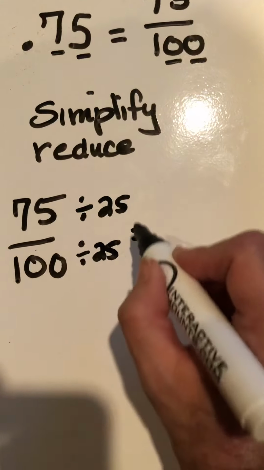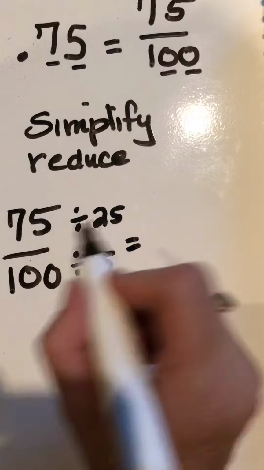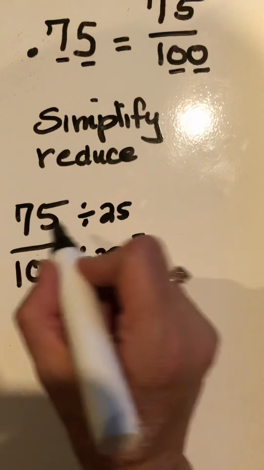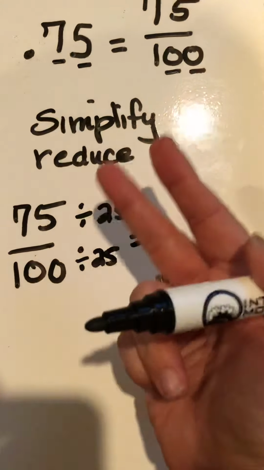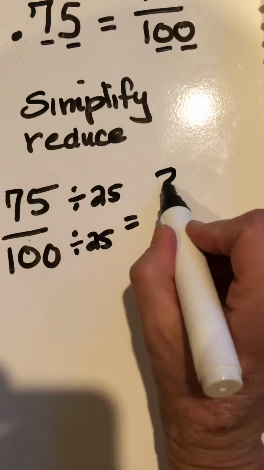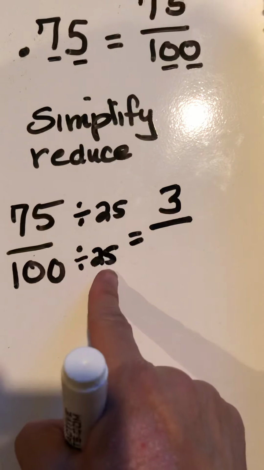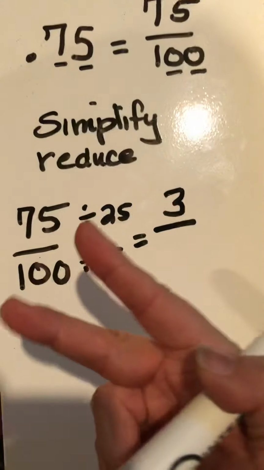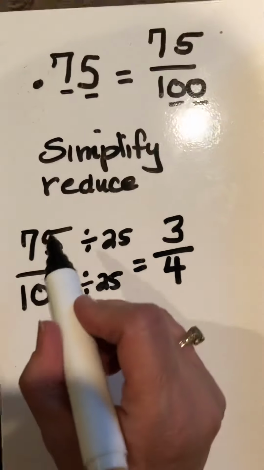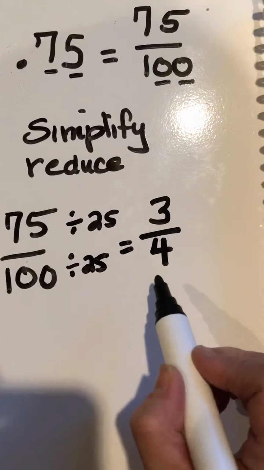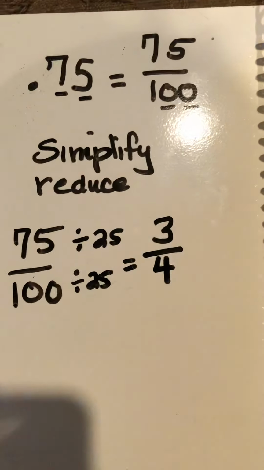And you can do this part in your head if you want to, if you don't want to show that out. But if it helps you to write that out, you can write it. So 75 divided by 25, if I think of that as a quarter, 25 is a quarter, I know 25, 50, 75, it must be 3. And then 100 divided by 25, I think quarters again, 25, 50, 75, 100, and that's 4 quarters, or 4. So 75 hundredths can be reduced all the way down to 3/4. So that's the first problem that's on here.